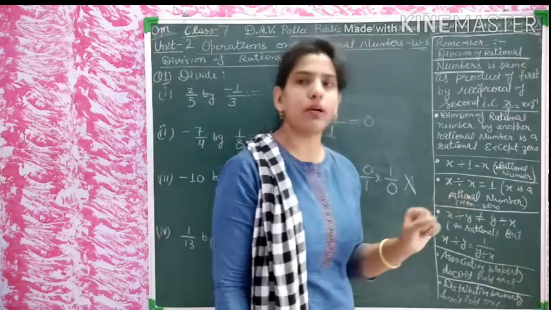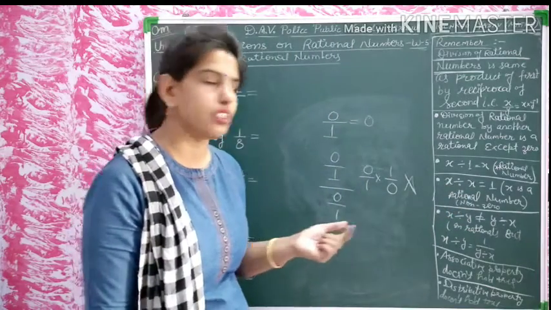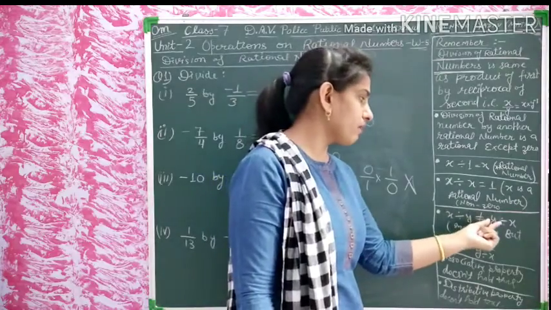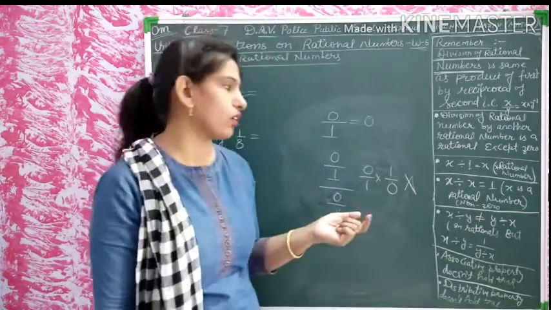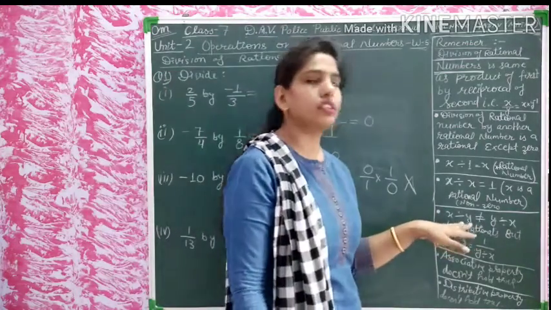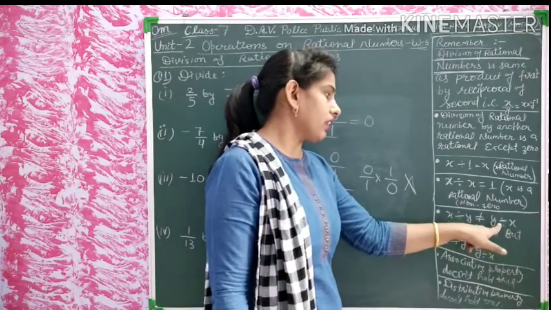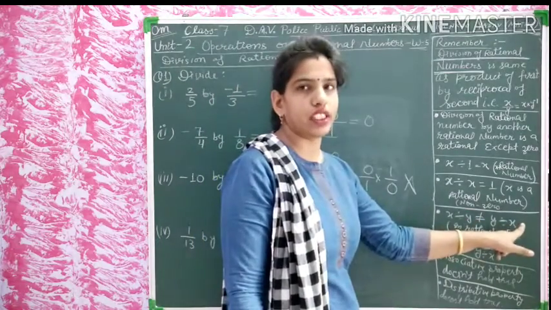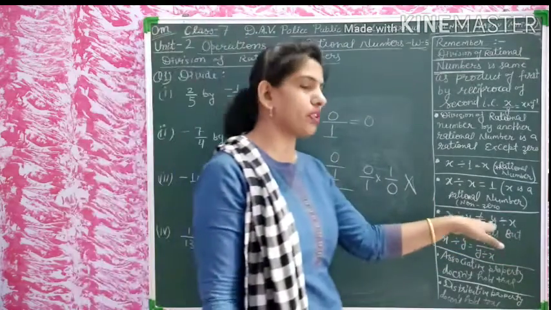Now, x divided by y. This is the commutative property you know, which we have already done before. X divided by y, interchanging the order of the division. These are the dividends here. If we divide both numbers and the order is changed, then they never become equal.